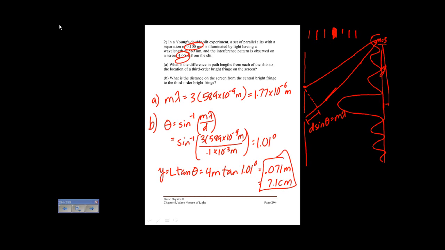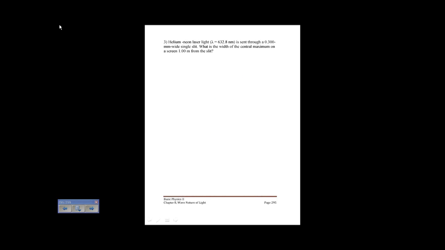That's number 2. A helium neon laser, 632.8 nanometers, is sent through a 0.3 millimeter wide single slit. What is the width of the central maximum on a screen 1 meter from the slit? So these work out very similarly.